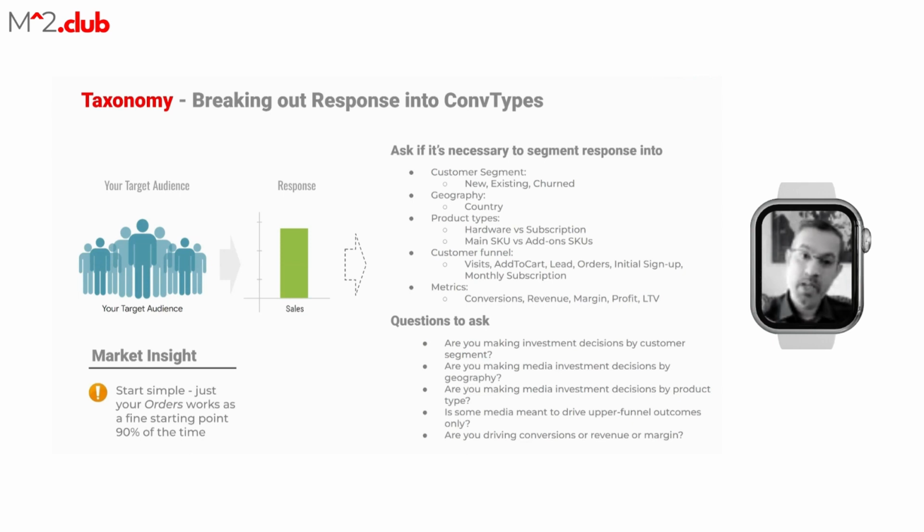Different product types: subscription versus first order, DTC versus subscription, that kind of stuff. Hardware, main SKUs, add-on SKUs. These are all different product types. It may make sense for you to break it up or not. Ask the question. Customer funnel.